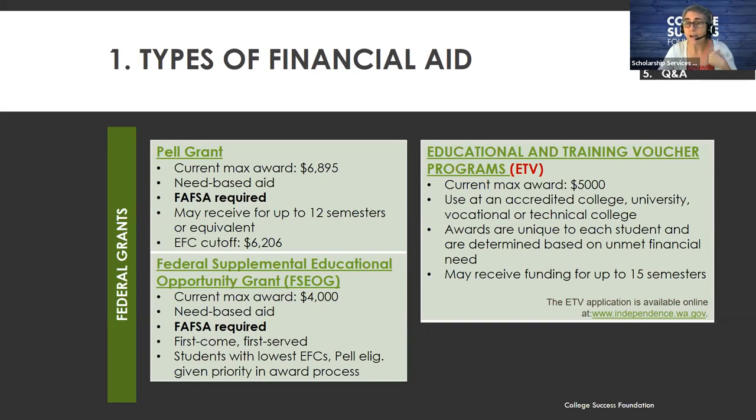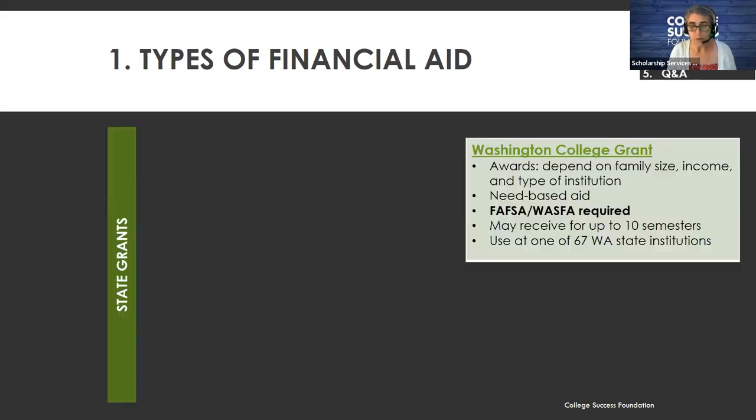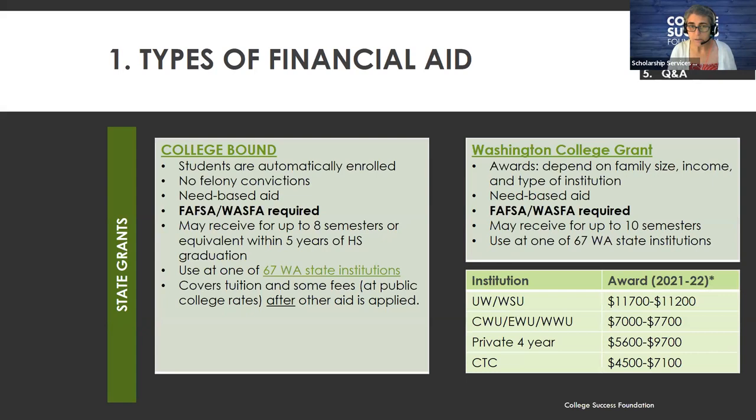The other fund to mention quickly here is on your right-hand side, which is the Educational and Training Voucher Program, which is mainly for students that have been part of the foster care system. The current amount is $5,000, and it has to be used at an accredited college or university or vocational or technical school. It's need-based, again, and it can be used up to 15 semesters. There are additional requirements, so we put a link there for you to read and familiarize yourself a little bit more with this program. Okay, let's look at the next slide, and we're going to cover the Washington State grants.